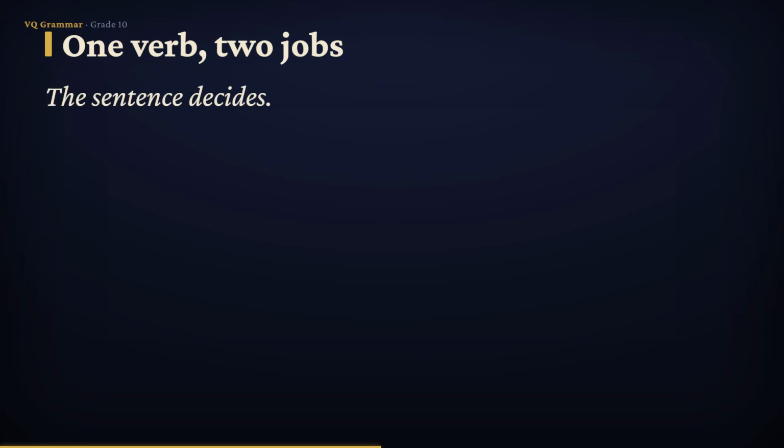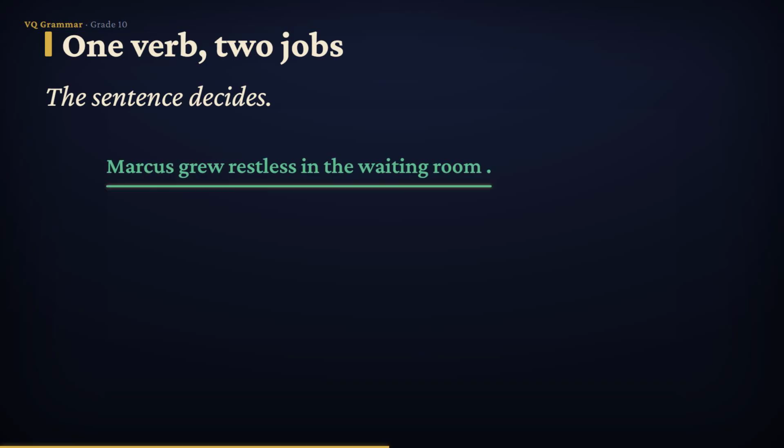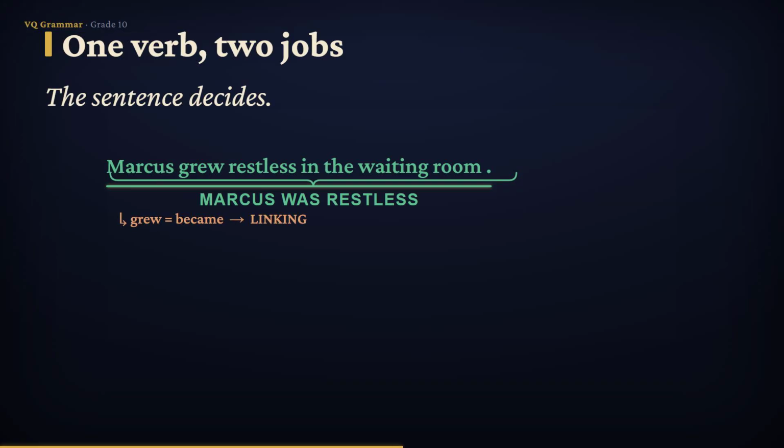Let's run the test on one more verb, because seeing it twice is what makes it stick. Marcus grew restless in the waiting room. Does a form of be fit in there? Marcus was restless. Yes, that works beautifully. So grew is linking, and restless is a predicate adjective describing Marcus.